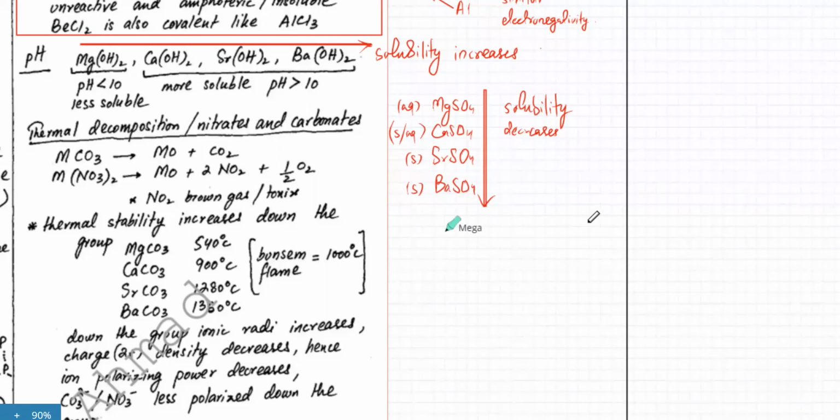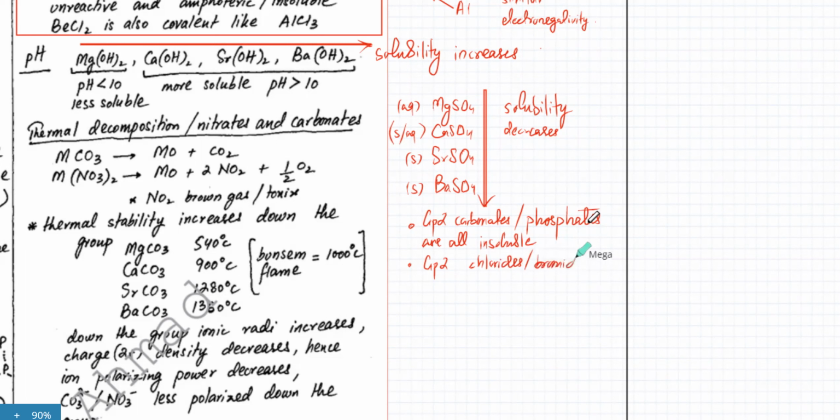About solubilities of the other compounds. Remember, group 2 carbonates are all insoluble. Carbonates as well as phosphates are all insoluble. What about chlorides? Group 2 chlorides, bromides, iodides, they're all soluble. And nitrates are soluble. You must know this is O-level solubility. You must know which compounds are soluble and which ones are not.